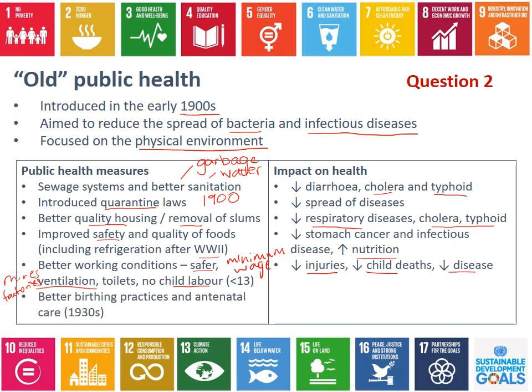And another really big component of old public health was bringing in antenatal care, so care during pregnancy, and then actually improving the practices of birthing. So encouraging and having facilities available for women to give birth in hospitals or with a midwife. And that had huge impacts on the rates of infant, child, and maternal mortality.